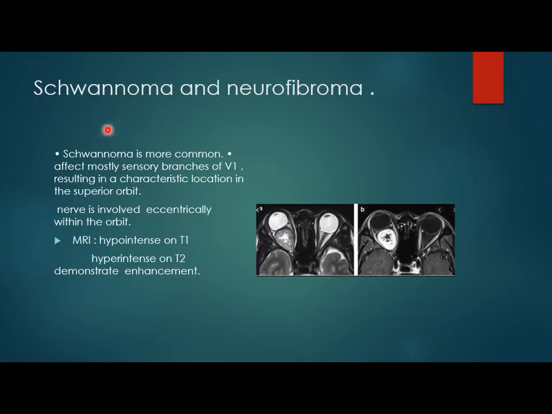Schwannoma and neurofibroma. The schwannoma is more common, affecting mostly the sensory branch of the first branch of the trigeminal nerve, the ophthalmic branch. So its location is important. It is located superiorly, and the nerve is involved eccentrically, not centrally. On MRI it is hypointense on T1, hyperintense on T2, and demonstrates enhancement. Here is the T2, which is slightly heterogeneous, and this is the T1 fat sat post-contrast, demonstrating enhancement.